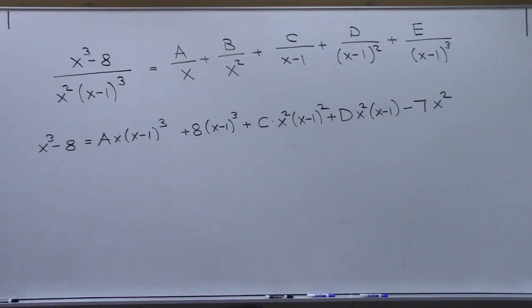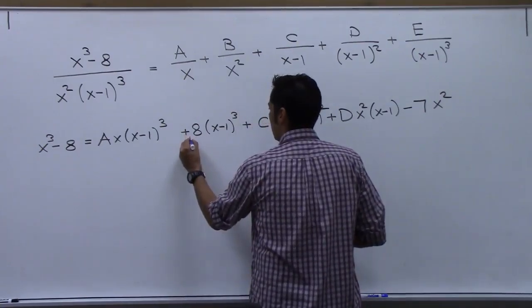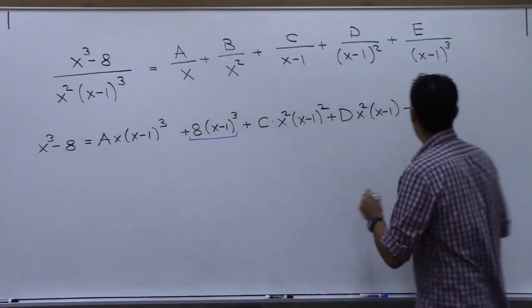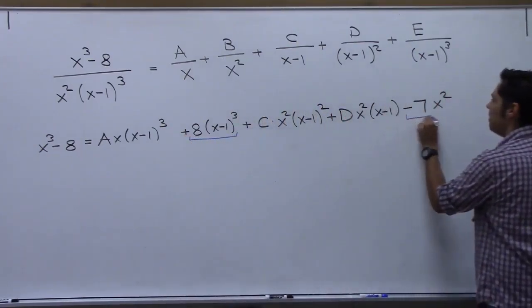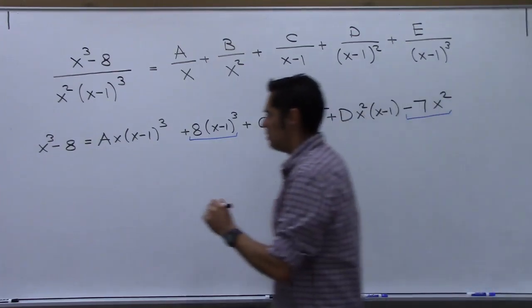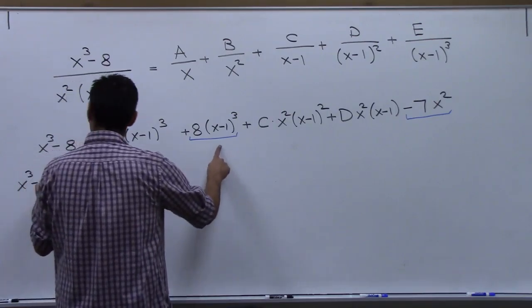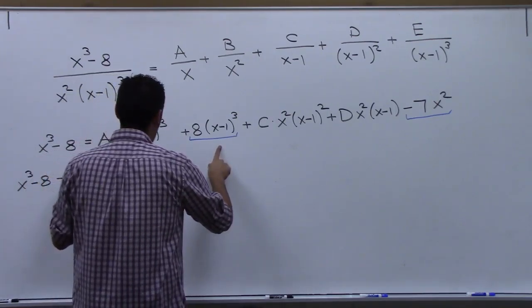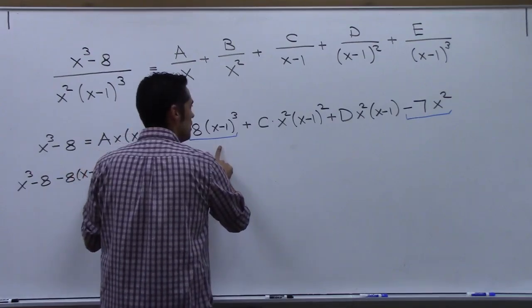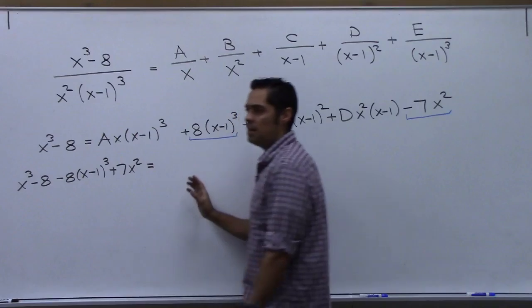What I'd like to do now is, because this no longer has any A's, B's, C's, D's, or E's in it, and this no longer has any A, B, C, D, or E in it, I'd like to move those to the other side of the equation. Just as is. I think I'll expand it out once I get it over there, maybe. We'll see. X cubed minus 8 minus 8 times x minus 1 cubed plus 7x squared equals... Do you understand what I did there?